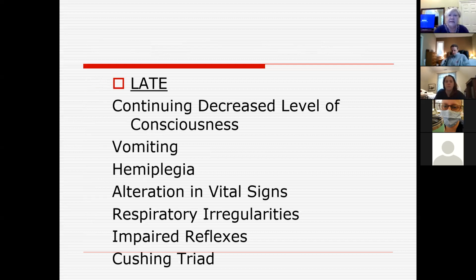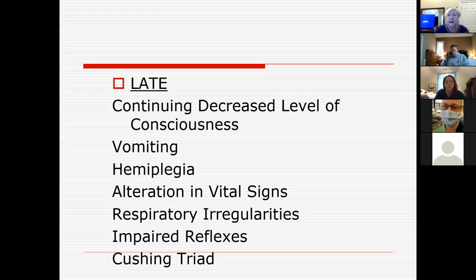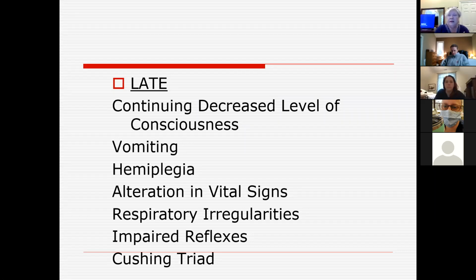Okay, so how about some late signs? Their level of consciousness continues to decrease to the point that they may even be obtunded or have even more problems going on. Vomiting. Now, this vomiting has a very classic presentation. We get in a very, very bad habit of putting nausea and vomiting together. And I even see this in NCLEX questions.